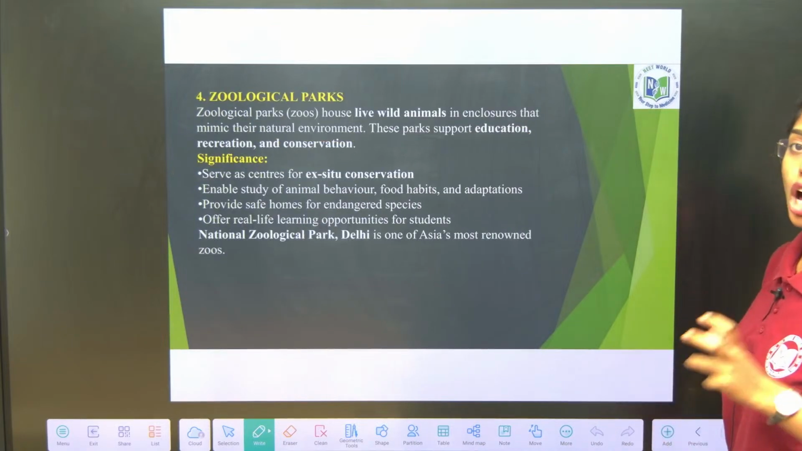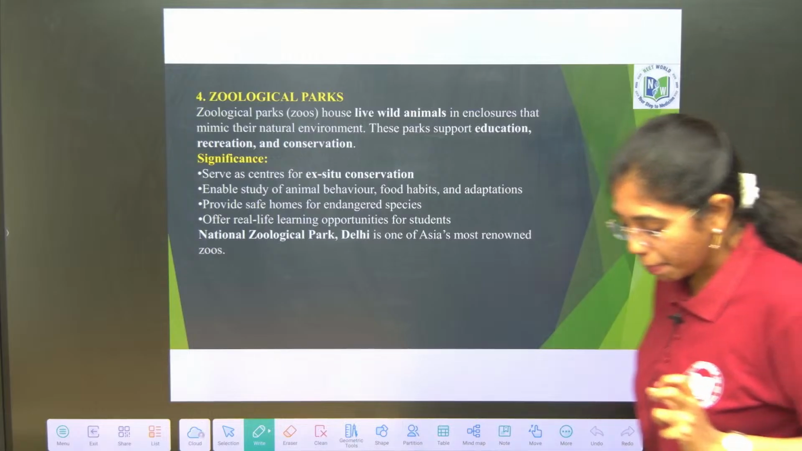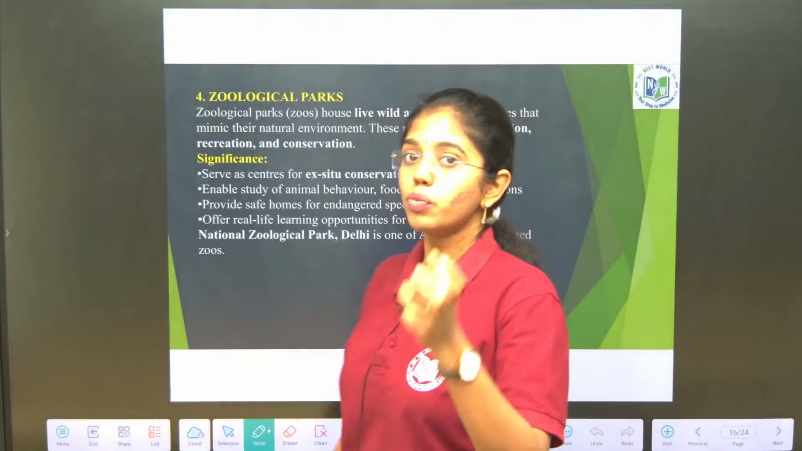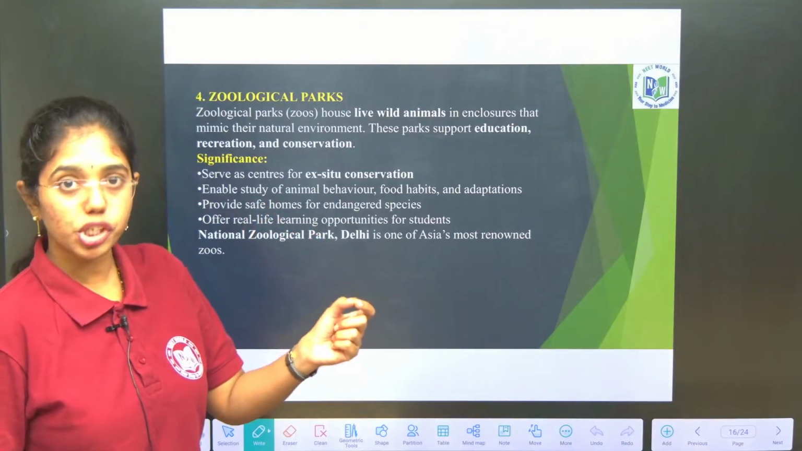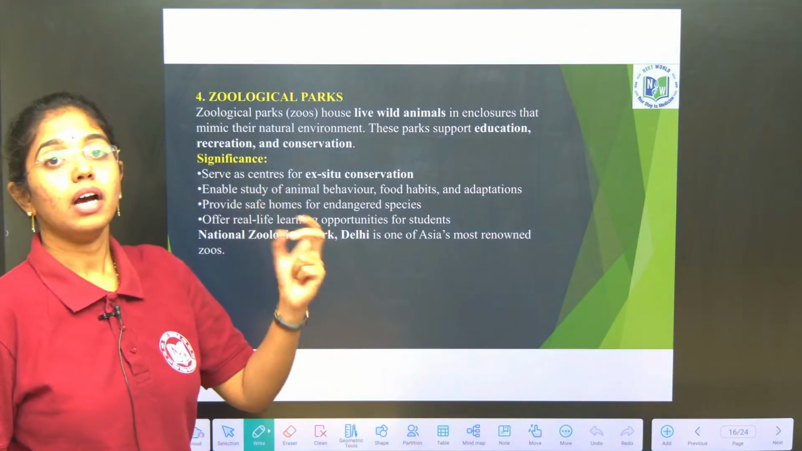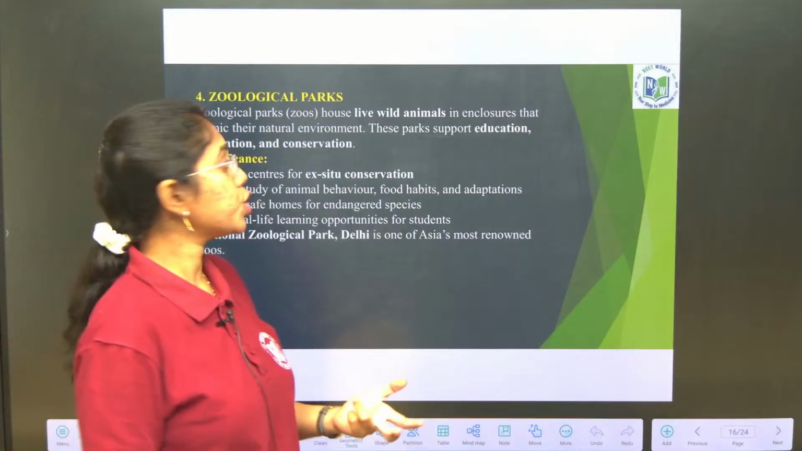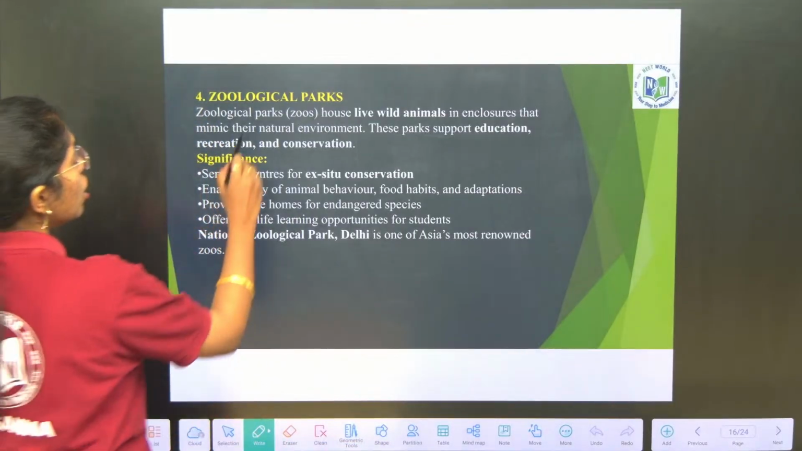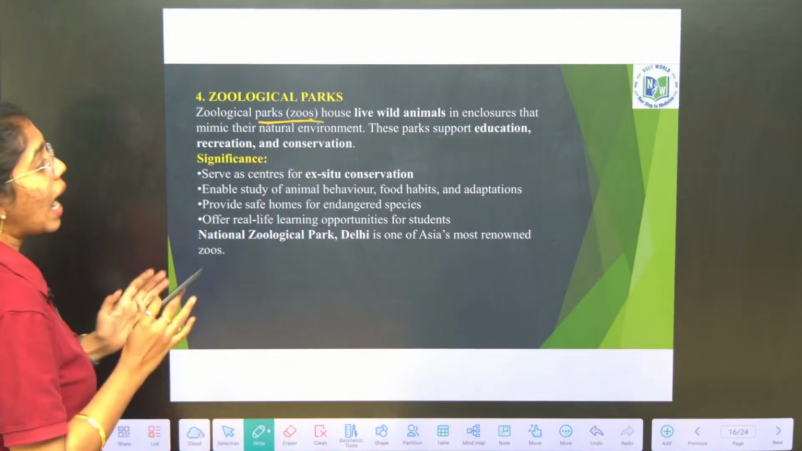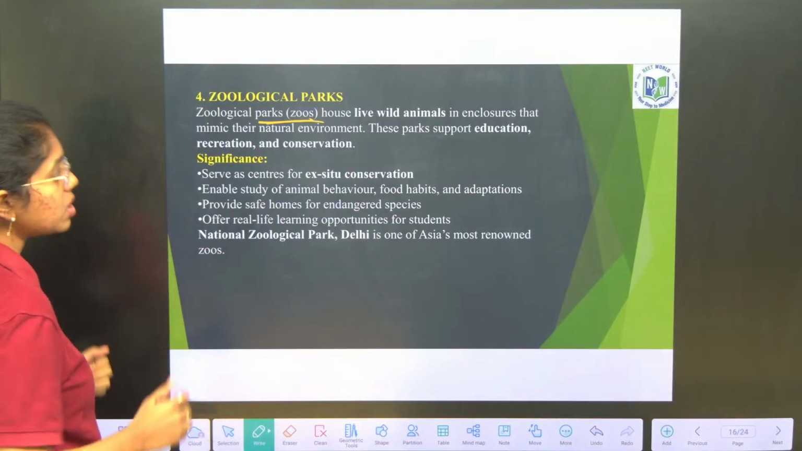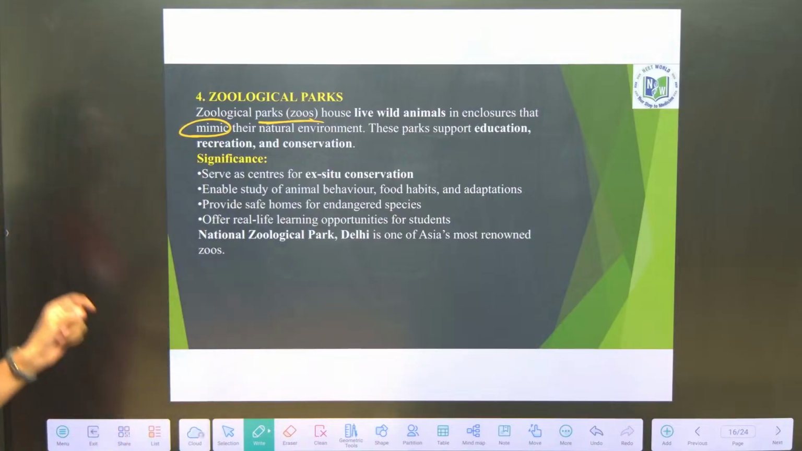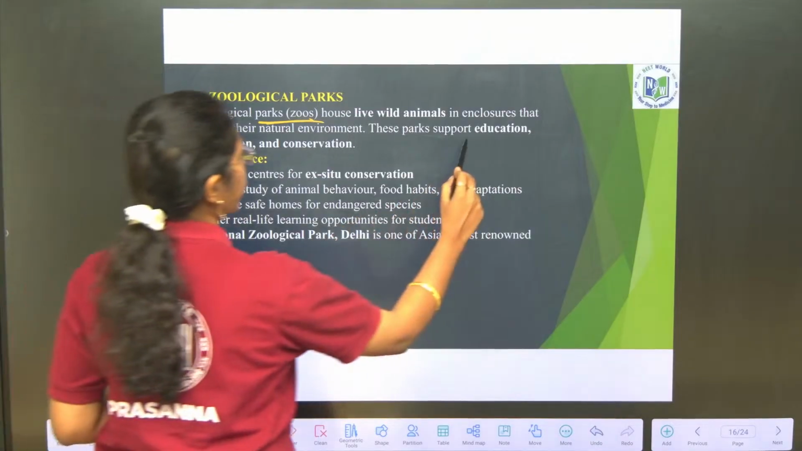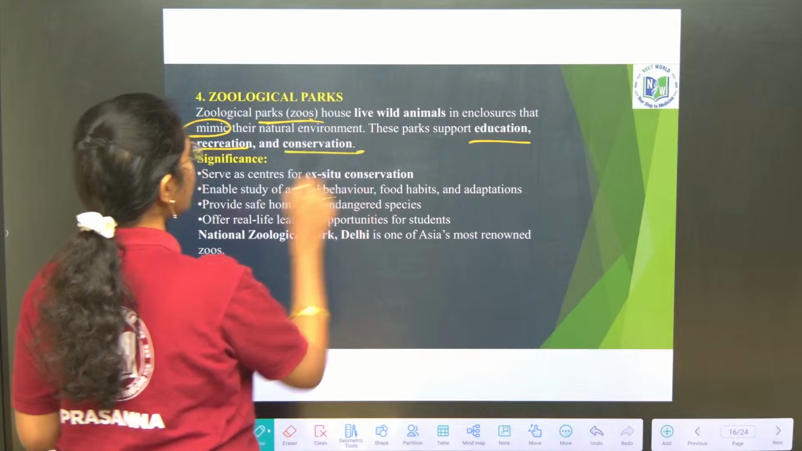And then zoological parks. Zoological parks, like botanical gardens, will preserve rare and endangered species, and this is one more aid which serves as ex situ conservation. So, here, zoological parks or zoos house live wild animals in enclosures that mimic their natural environments. These parks will support education, recreation and conservation.